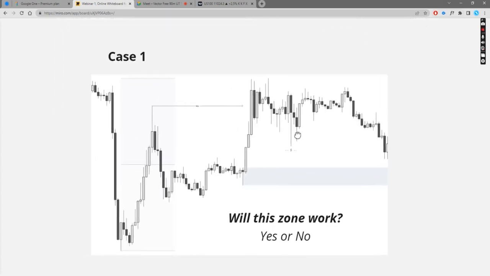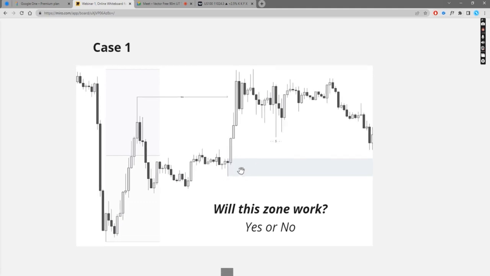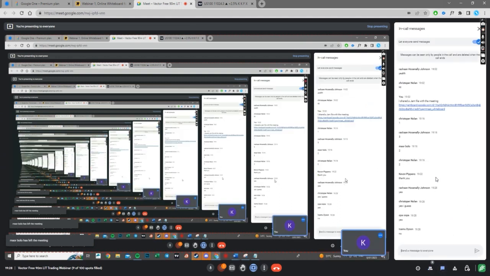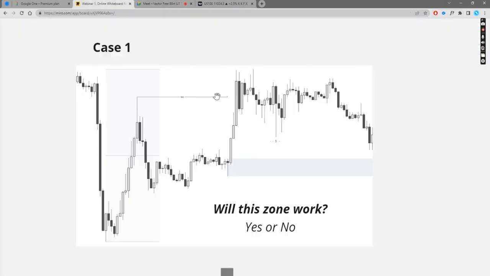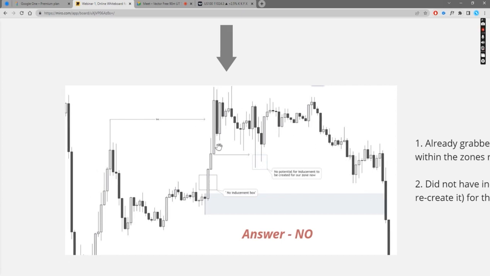So let's do a kind of interactive one where you think this zone will work or not. Just type in the chat whether yes or no you think this zone will work or not, okay? 5 seconds. So we got yes, yes, yes, and no. Anyone else have an opinion? Oh, so that's 3 to 1. Well, let's have a look. The answer is no, so whoever said no is right. And we can explain why here.